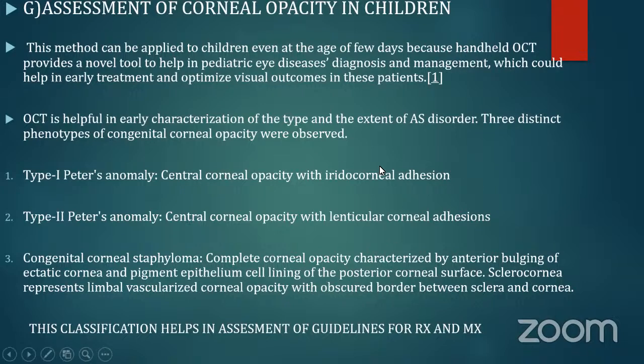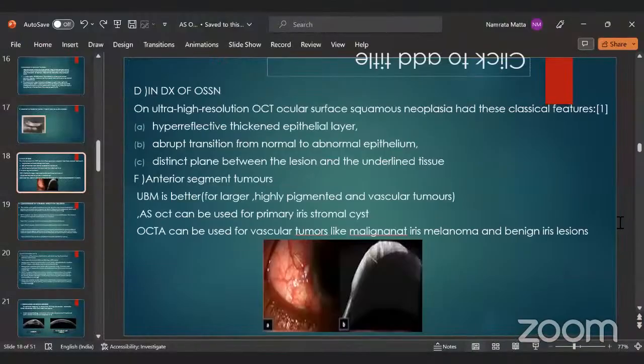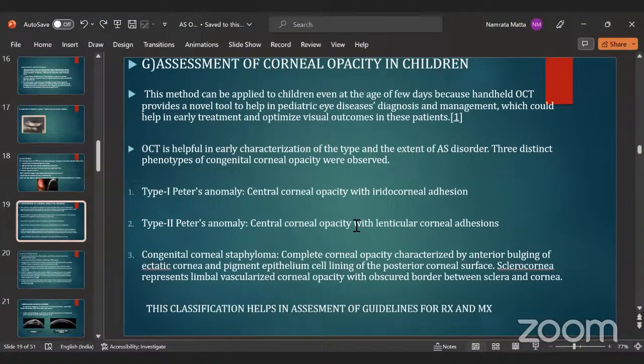One is type 1 Peters anomaly, in which there are iridocorneal adhesions. In type 2, there are posterior lenticulocorneal adhesions. And then there is congenital corneal staphyloma, in which there is anterior bulging of the ectatic cornea and pigmented epithelium cell lining of the posterior corneal surface. So this classification helps in guideline for diagnosis as well as management. The type 1 anomaly has a better prognosis than the type 2 ones.